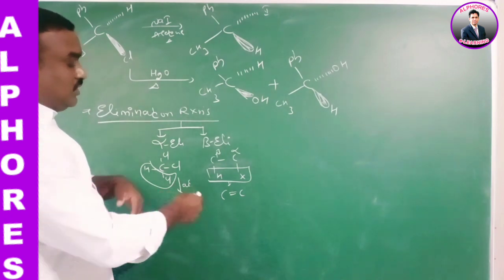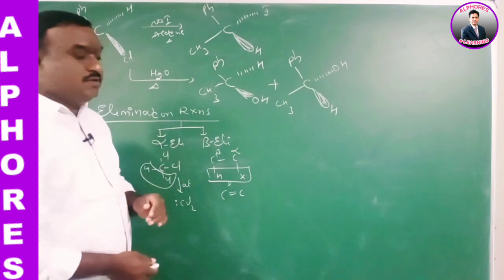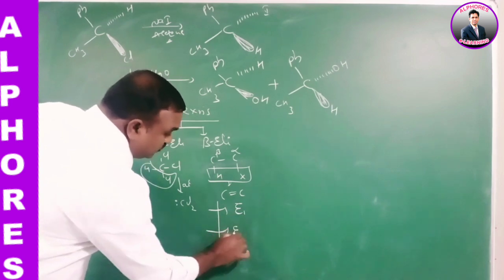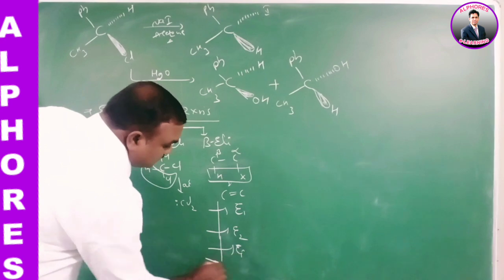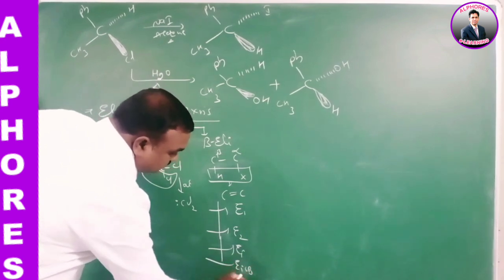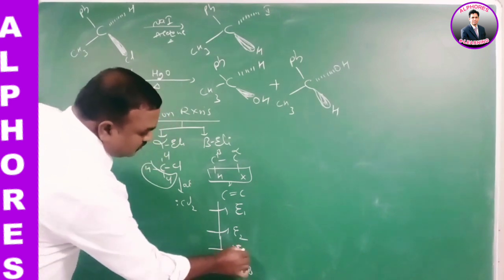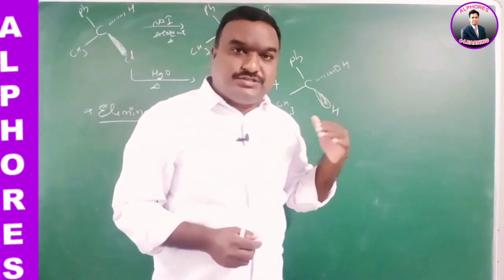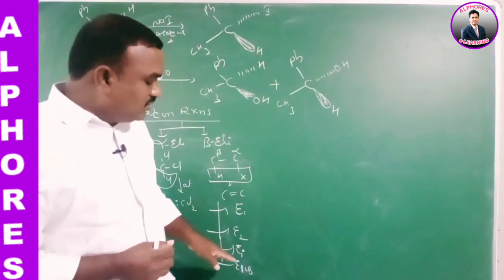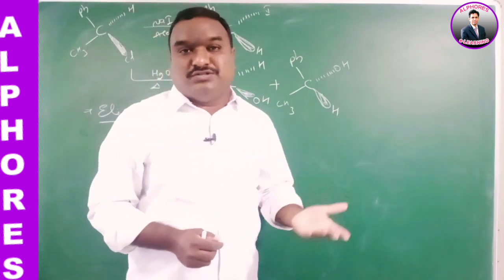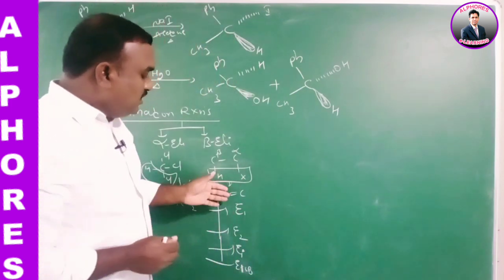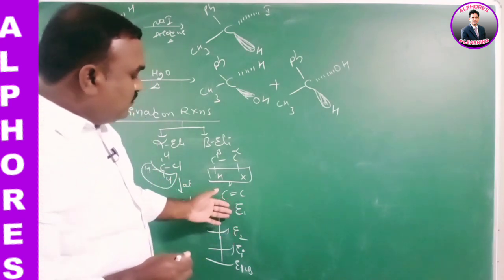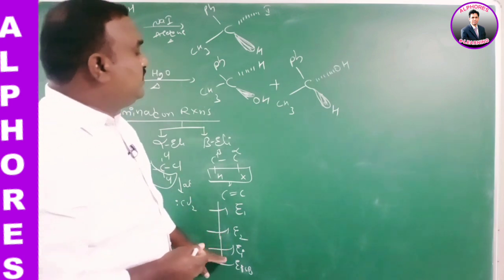Based on the mechanism, elimination reactions are again divided into four classes. Beta elimination means the important ones: E1 elimination reactions (unimolecular), E2 elimination reactions (bimolecular), intramolecular elimination reactions, and elimination reactions via conjugate base. The conjugate base was already discussed in the alkenes chapter.